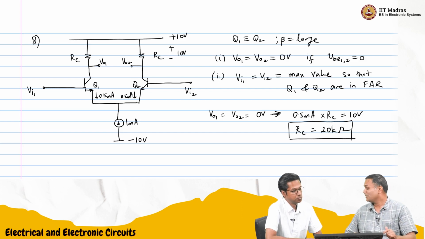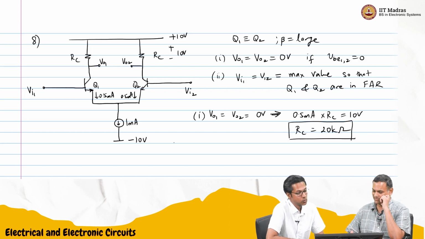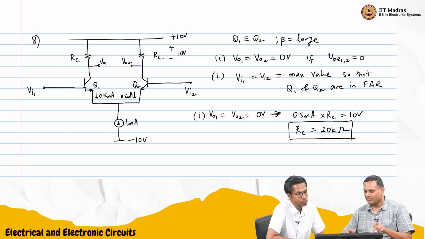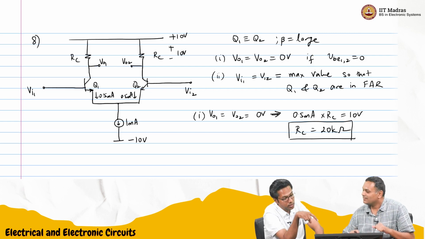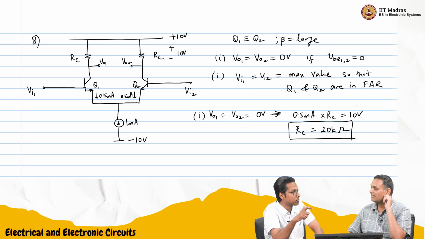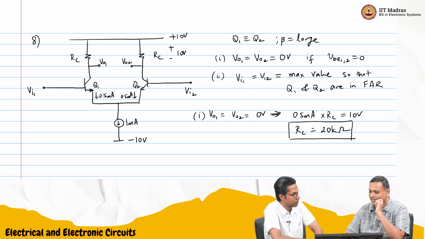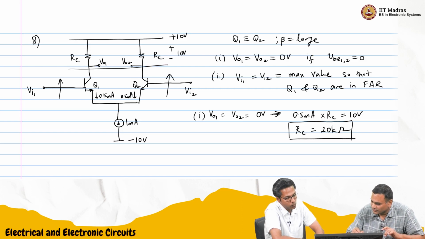Second one, not so easy. You said maximum value. So what does that mean? If we keep increasing the input, the collector base will become forward biased at some point. That is true, because the current is staying constant, this is the current source. So the currents are always 0.5 milliamperes, and the collector voltage is constant.